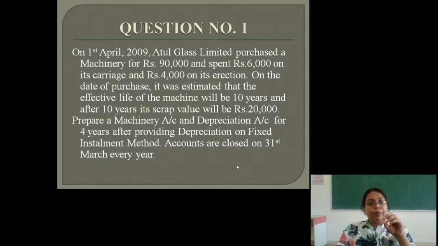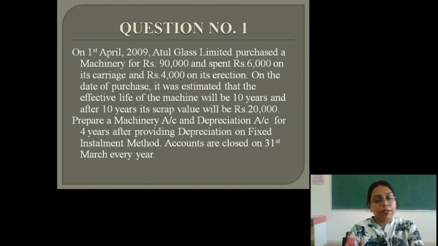While purchasing, it was estimated that the life of the machinery will be 10 years and after 10 years, the scrap value of that machinery will be 20,000. Prepare a machinery account and depreciation account for 4 years after providing depreciation on the fixed installment method. Accounts are closed on 31st March every year. This is the question. I hope it is clear to all.